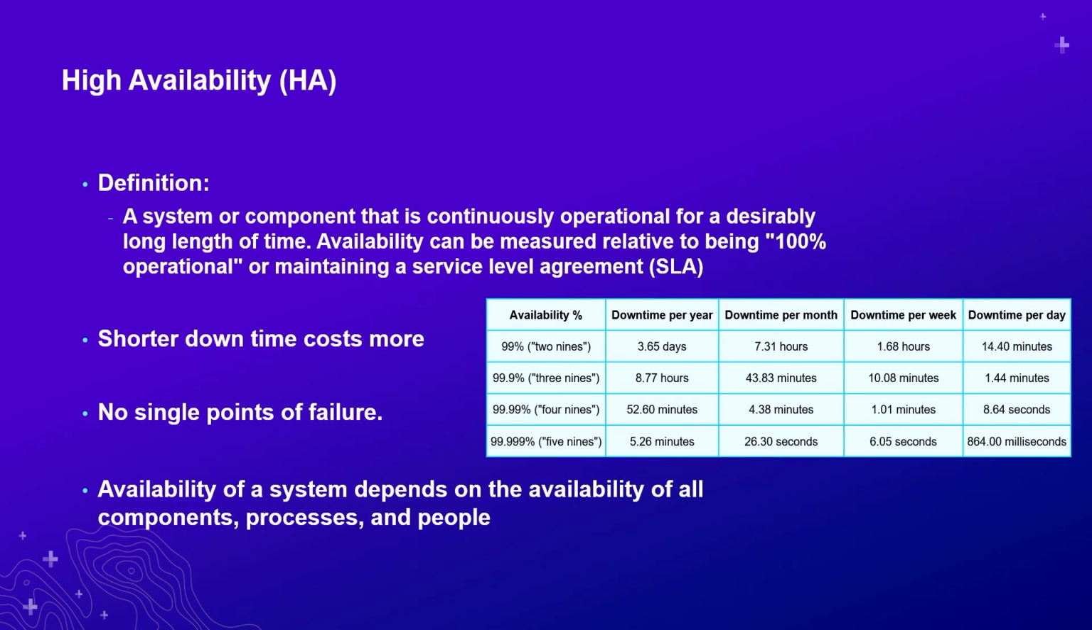And the overarching theme about high availability is minimizing single points of failure. So being able to have multiple components with the same role, so that if one of those components were to go down, the other machine can take its place. It's important to keep in mind that the availability of a highly available system depends on the availability of all individual components, processes, and people that make up that architecture. But within this presentation, we're going to be focusing more on the ArcGIS Enterprise components.